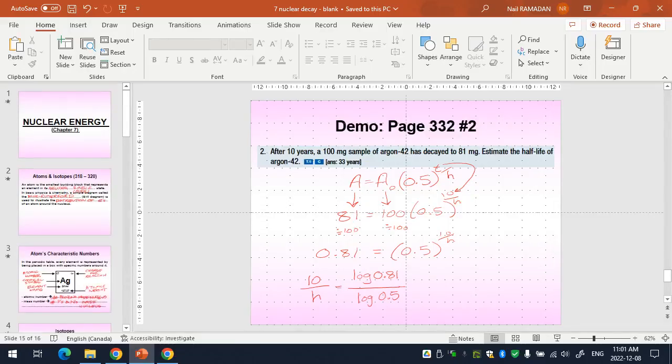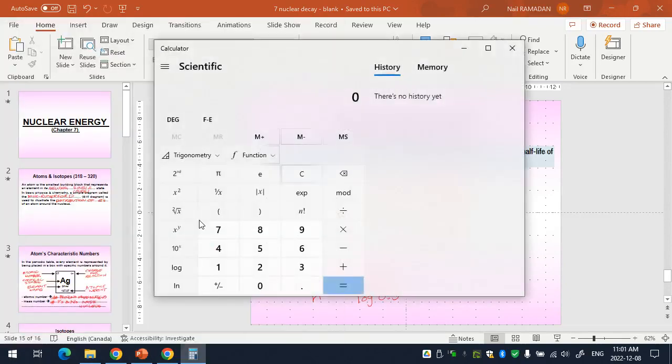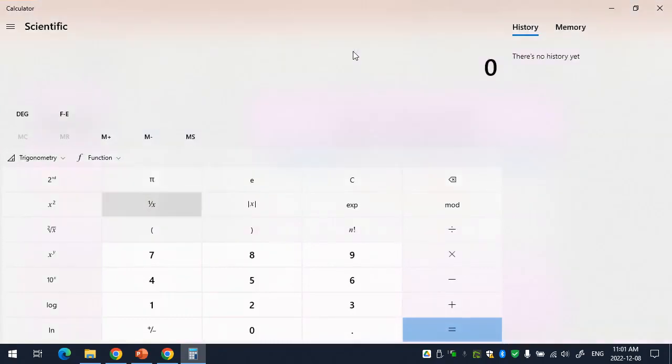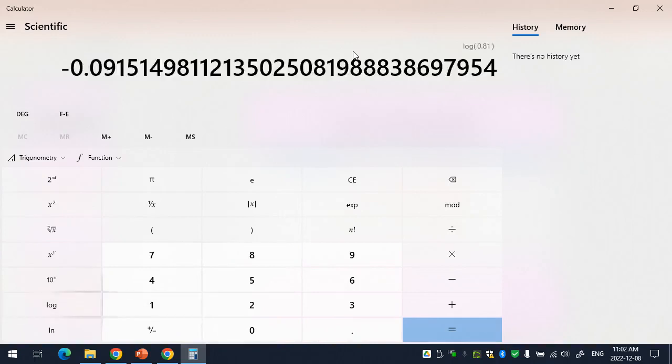How do you plug in log? You've got your cell phones or your calculators. I'll show you how I do it on mine. Look. Do you see this symbol, or this button right here? Log. Mine has to put the number first. So I have to put the number first. What's my top number? 0.81. Look, everyone. Here's my log.